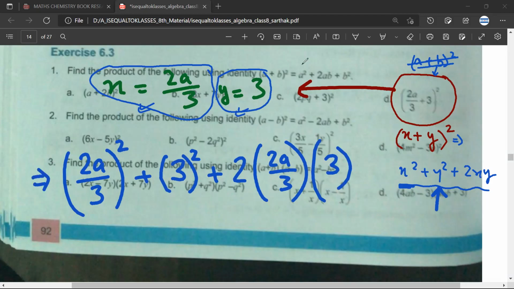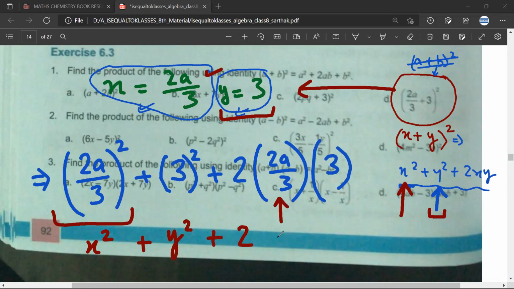Yes, sir. See, that is why I'm telling you again and again that you should first write what is my x. And you should clearly understand that my x is 2a upon 3. And that is why I've written this. This is my x square plus my y in this question is 3. And that is why my y square is equal to 3 square plus 2. This is my x and this is my y. Sarthak, any doubt here? No, sir.